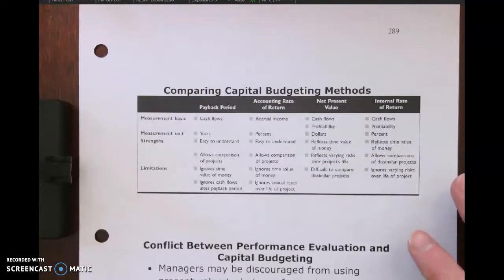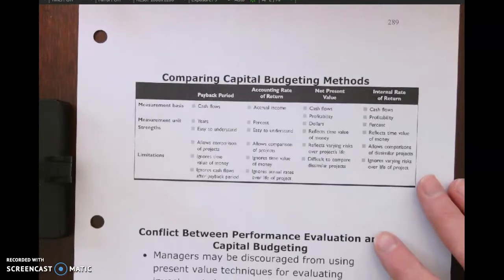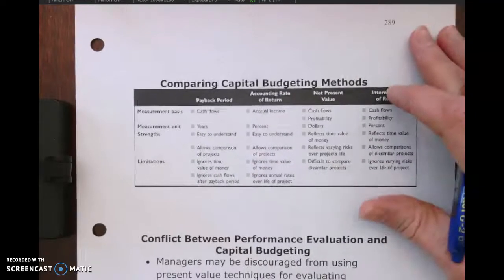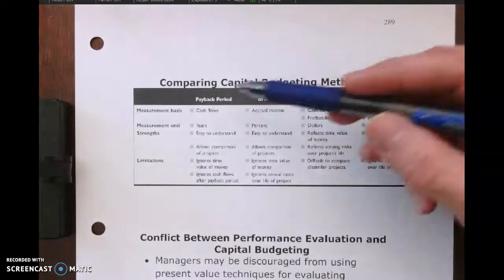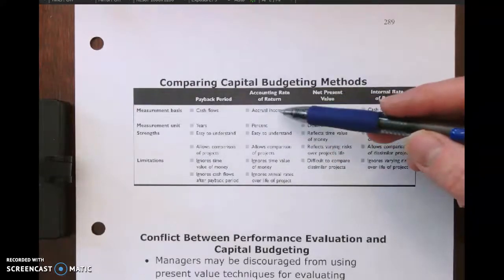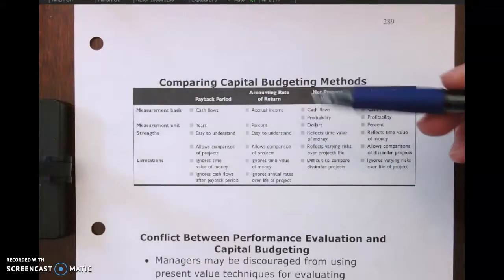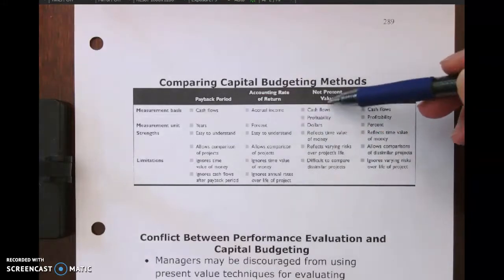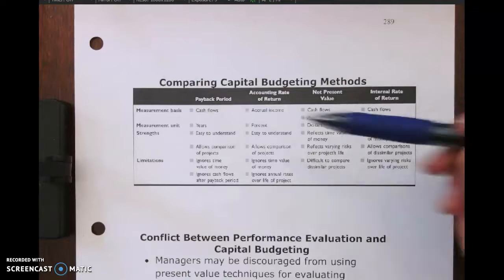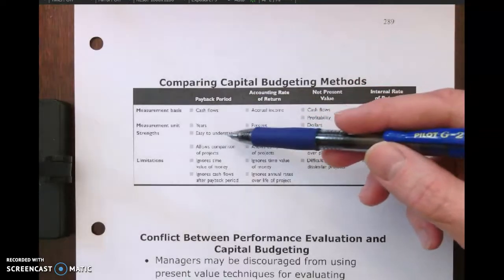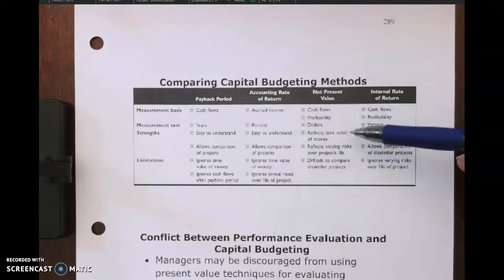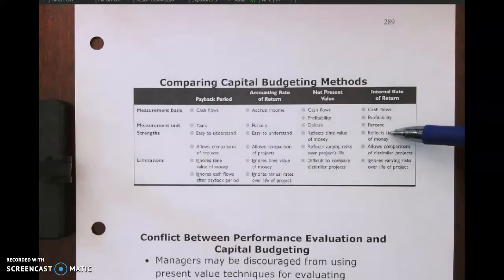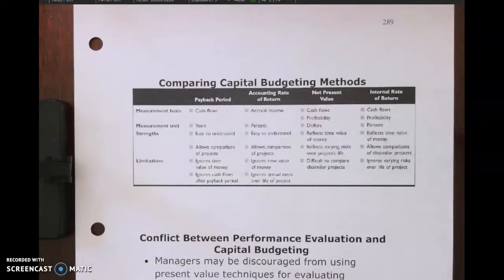We can have some concluding remarks here about our different capital budgeting methods. We have our payback, where the measurement basis is cash flows. With accounting rate of return, we're not looking at cash flows, we're looking at net income, which is based on accrual-based accounting, right? Net present value, we have cash flows, and then cash flows. And then in terms of the strengths, the payback is easy to understand. Net present value reflects the time value of money. Internal rate of return, the time value of money. I'm just hitting the highlights here.